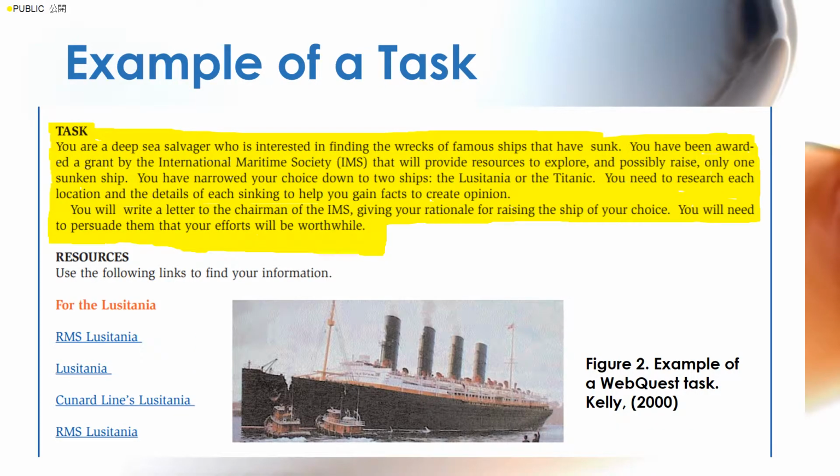This slide shows an example of a task. It's the highlighted area on the slide. Notice that the information on there is very specific as far as what the students are expected to do. In this case, it's a task involving the Lusitania and also the Titanic.